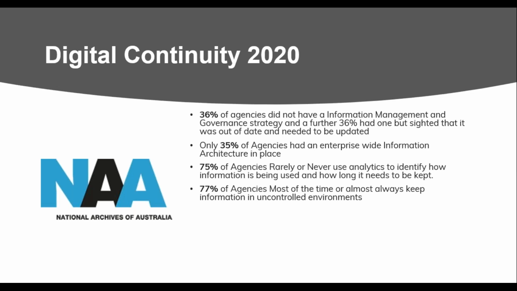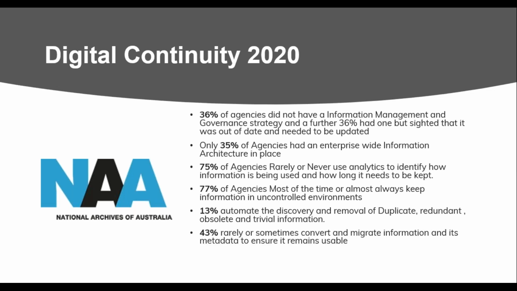77% of agencies, most of the time or almost always, kept information in an uncontrolled environment. Again, we'll talk about that a little bit later. I've got some theories on where I think a lot of that percentage comes from and how you might be able to quickly and easily address that within your own organization. Only 13% automate the discovery and removal of duplicate, redundant, obsolete, and trivial information. Again, we'll touch on that later.